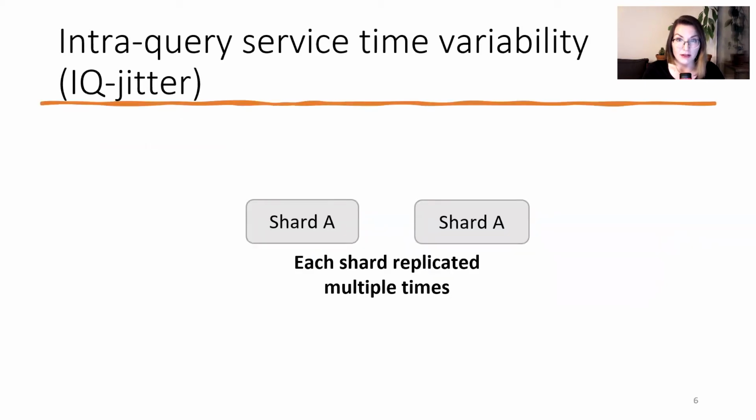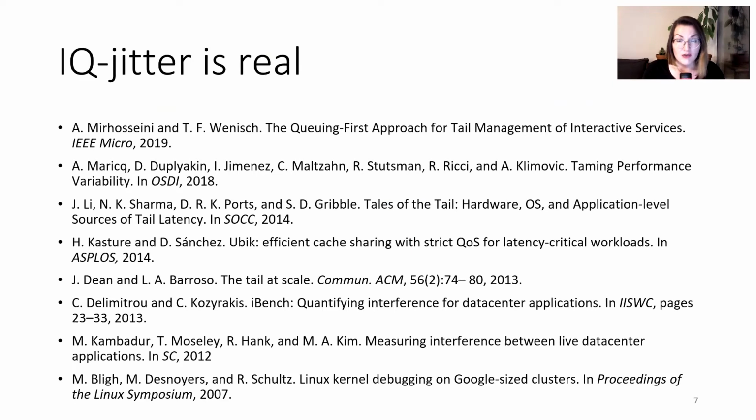Let's say we have the same shard, A, replicated twice. Query Q, which is the same query, starts on both of them simultaneously. Something happened on the right-hand side shard. Maybe this was a bad operating system scheduling decision, or maybe a power management algorithm kicked in, or there was another application that was competing for CPU or cache resources on the same machine. Many things could have happened, and the other query just finished sooner. Researchers have been trying to tackle each and every source of IQ jitter, and this is a very difficult problem. It might take a long time to eliminate each and every one of these sources of latency variability.